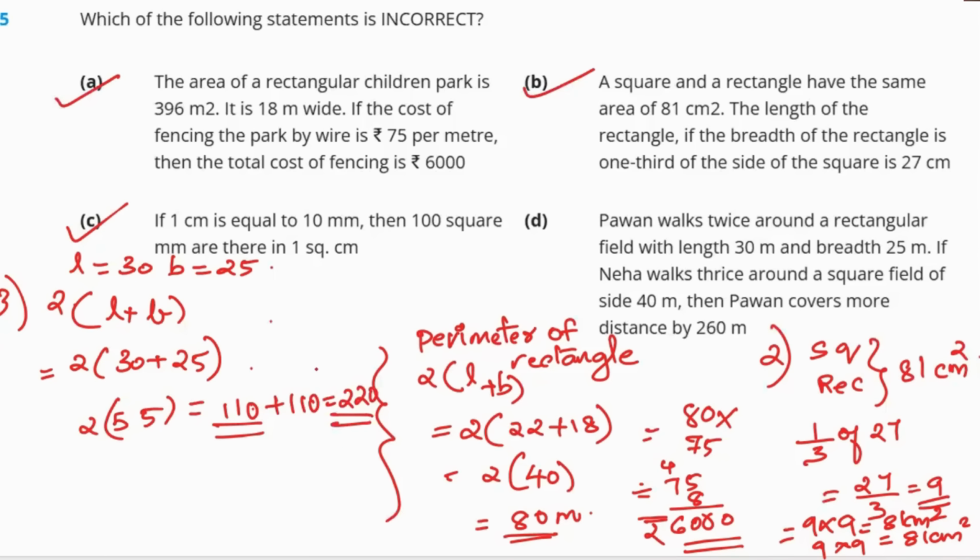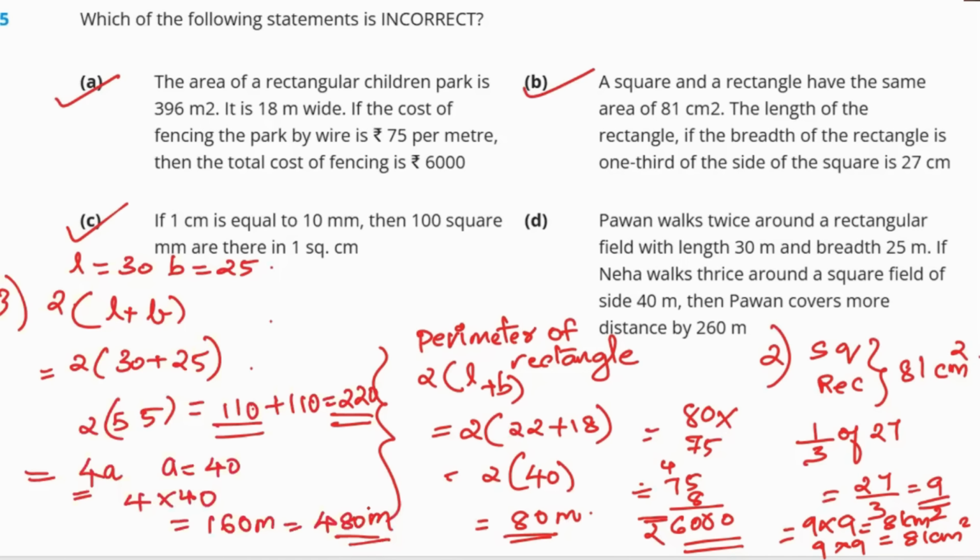And Neha walks thrice around a square field of side 40 meter. So now in this case, we have to find out the perimeter of the square. Formula to find out the perimeter of square is 4a, that is 4 into side. So side it is given as a is 40 here. So 4 into 40, which is equal to 160 meter. But she walks thrice, 3 times. So 160 plus 160 plus 160, it will become 480 meter.